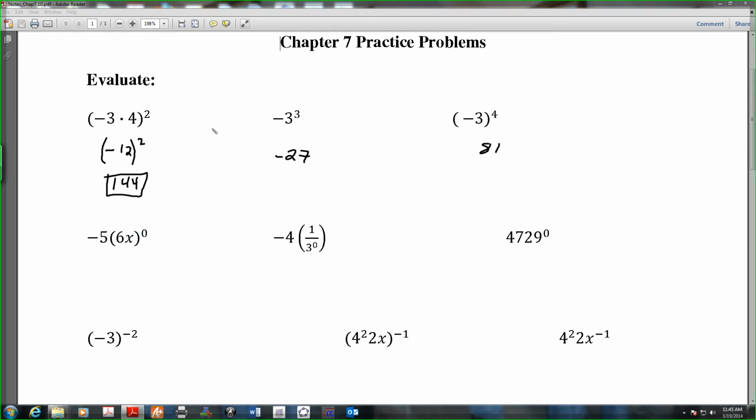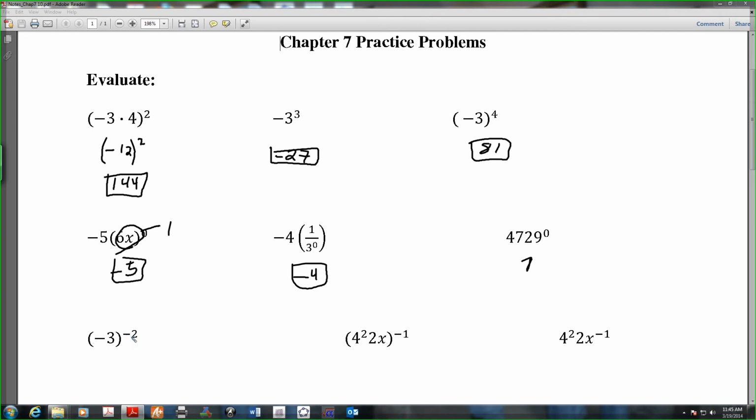Here we have to use the zero power property. Any number, variable, whatever, to the power of 0 is 1. So all of this is actually just 1. So this is negative 5 times 1, which is just negative 5. Here we have the same thing, 1 over 1, so this will be just negative 4. This would just be 1.